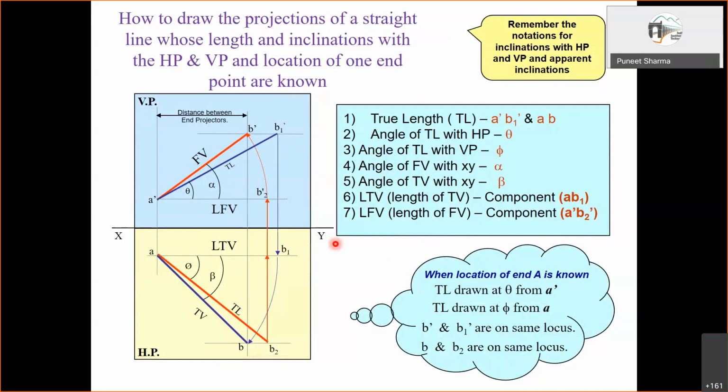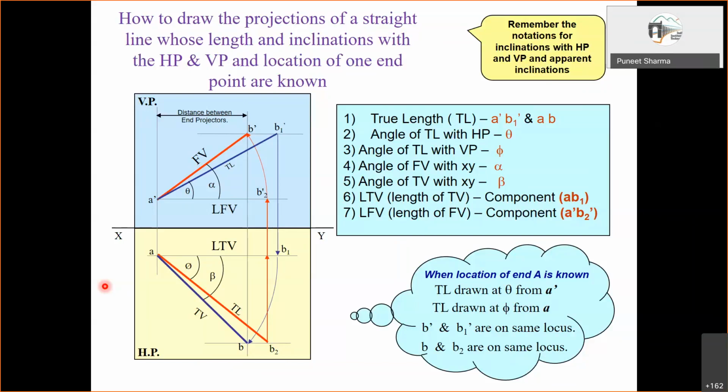So again, let me repeat. What we are actually discussing over here is one location of one endpoint given to us, A dash A, number one. Then apart from that, we have the true length of the line available to us, and we have true inclinations of the line with both the reference planes available to us. So theta gives the inclination of the line with the horizontal plane, phi gives the inclination of the line with the vertical plane. Fine.